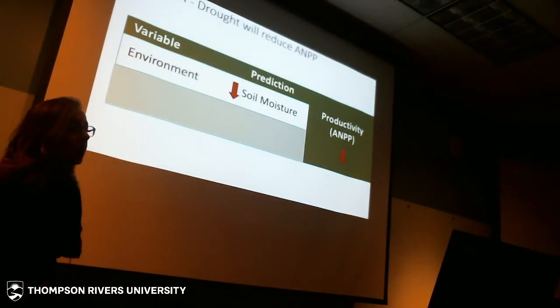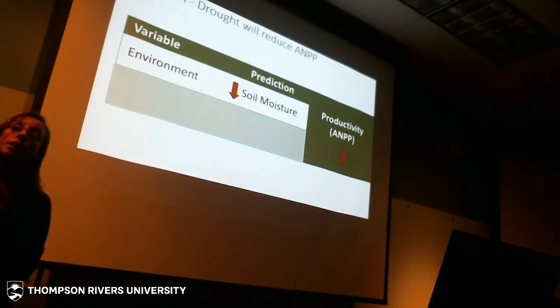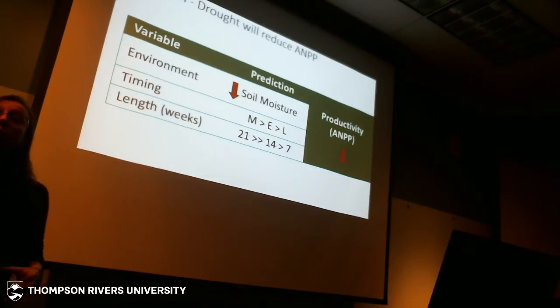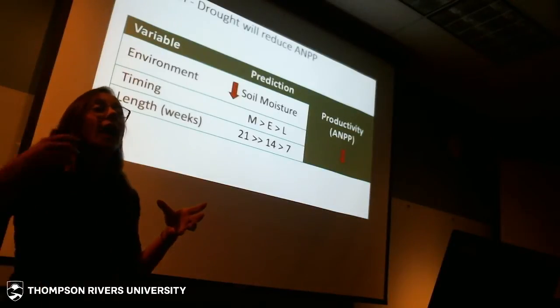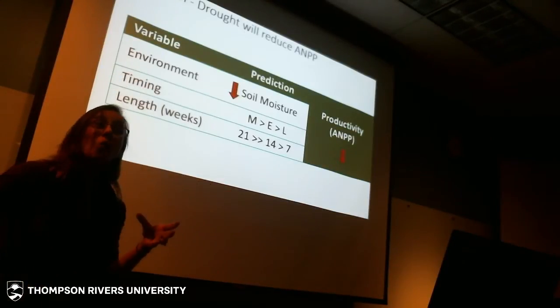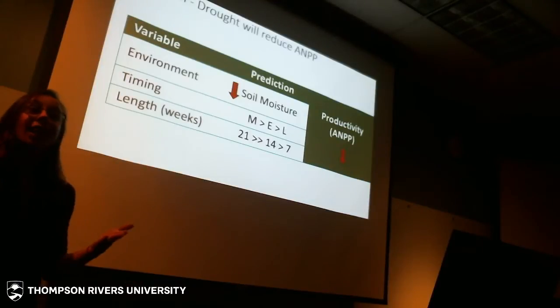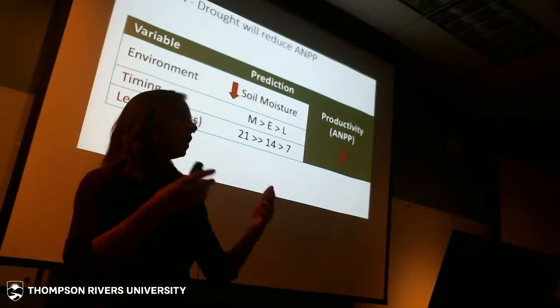My predictions were that the drought would reduce ANPP, so lower soil moisture would result in a reduction in productivity. I also thought that both timing and length would impact the system, where droughts that occurred in the middle of the growing season, when plants are growing the most, would have the greatest impact on productivity. The late season droughts were almost when the plants were done growing, so I didn't expect a lot of productivity changes in those plots. And in terms of length, I obviously thought that the 21-week drought would be much more reduced than the 14 and the 7-week.